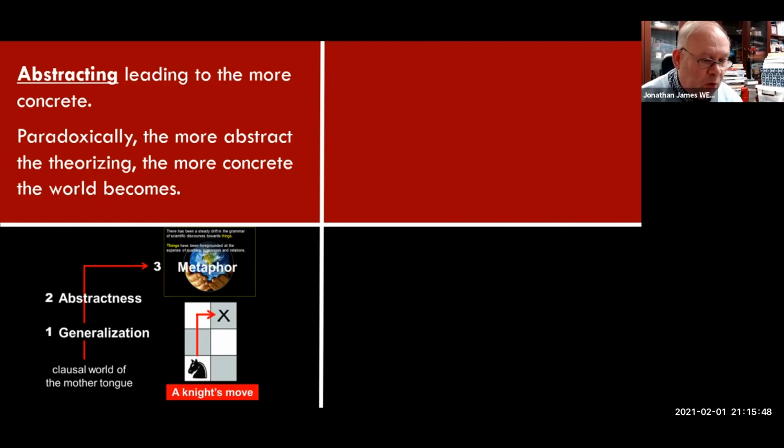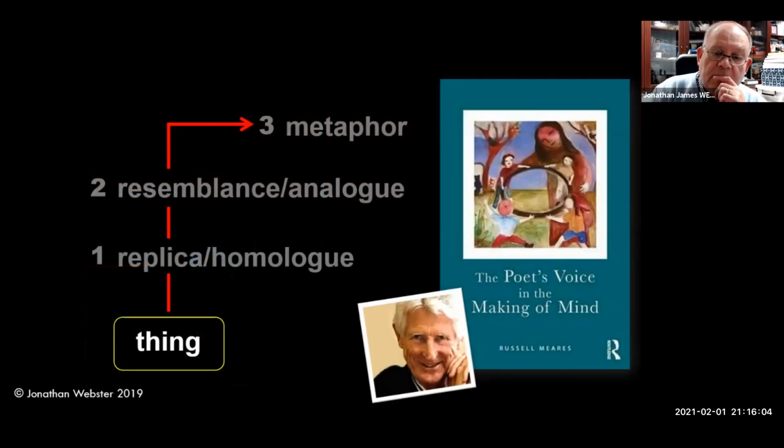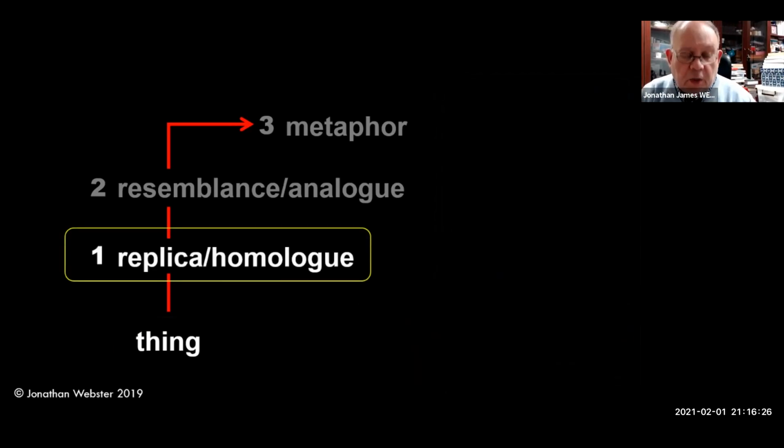Where the more abstract we become, we take a different direction. The direction is this paradoxical step. The more abstract we are, it leads to the more concrete. Now, what was really curious to me was reading Russell Meares, the poet's voice in the making of mind. He also is talking about this metaphor making potential. And he begins with the thing itself. And the first stage is a replica of something, a homologue of something, an exact copy of something.